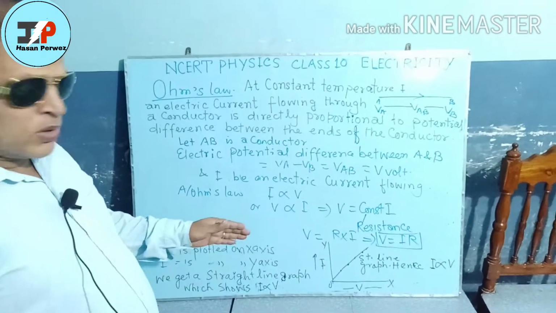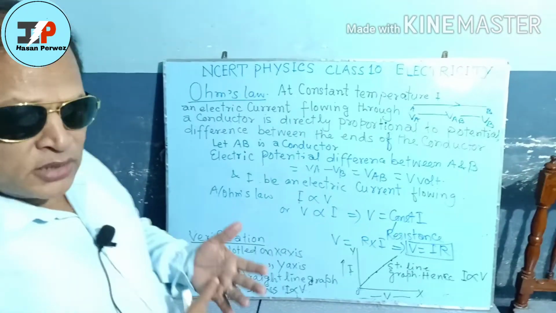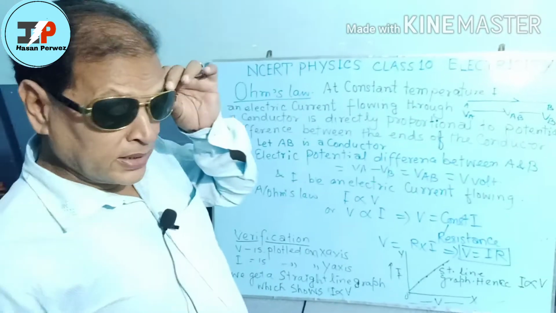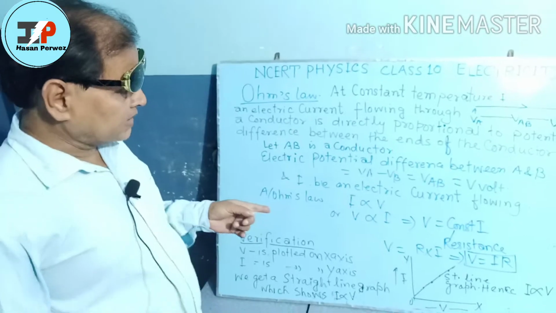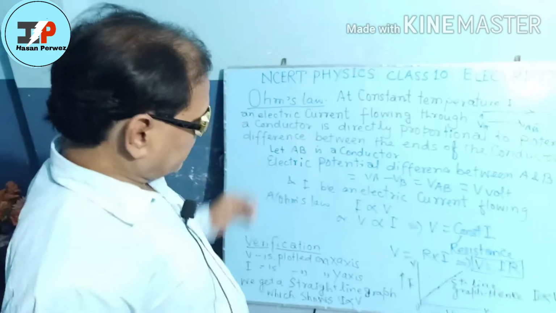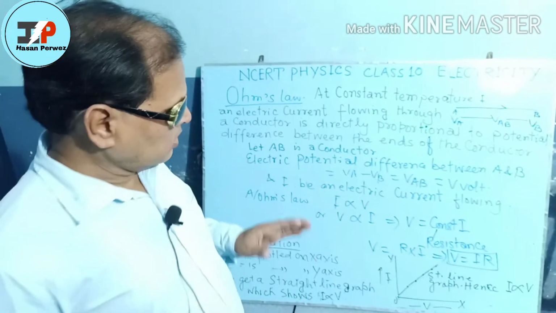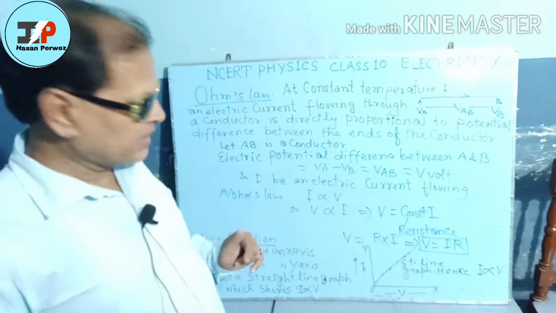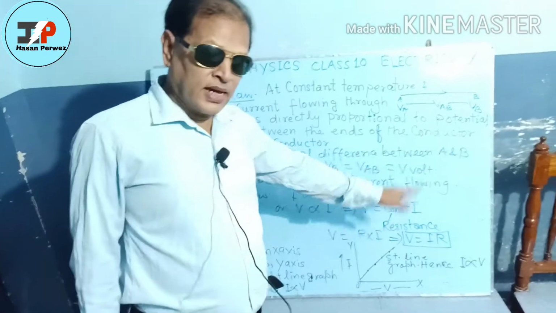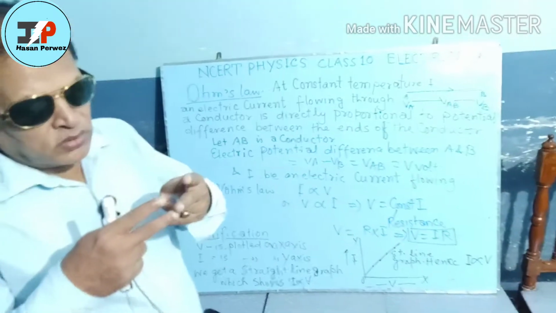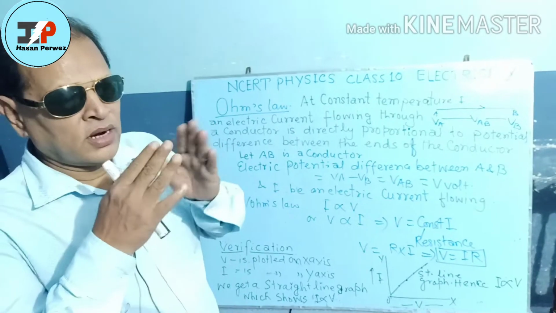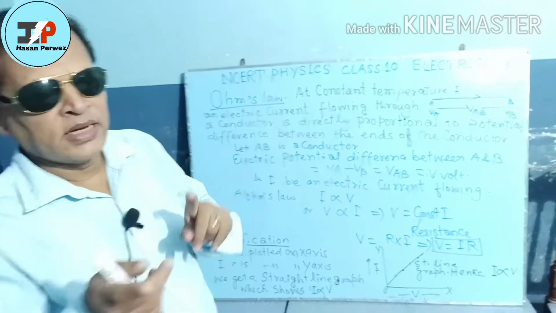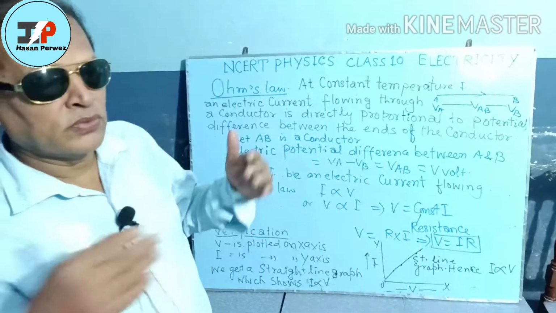For this, we plot electric potential on the x-axis and corresponding current on the y-axis. After plotting these two variables, V on the x-axis and I on the y-axis, we get a straight line. So when a graph between any two variables gives a straight line, this shows that there is a direct relationship between the two variables.